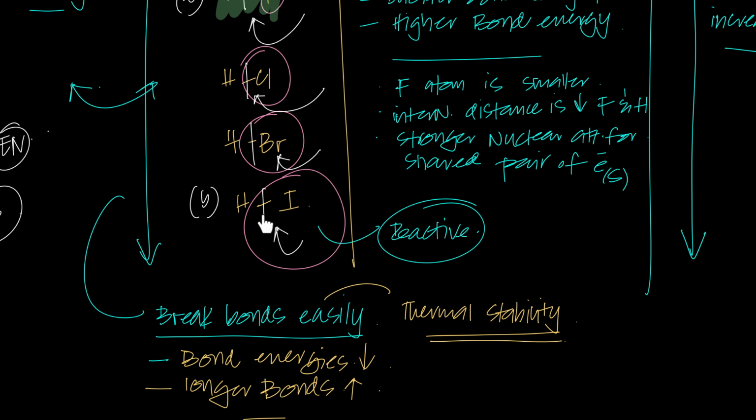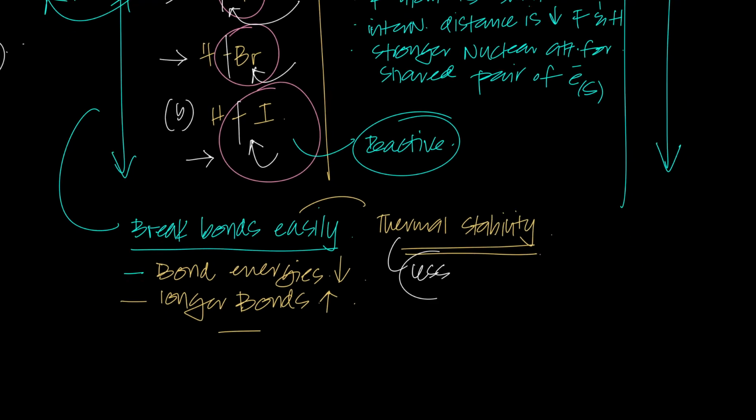Less thermally stable means it can't withstand the heat. If you provide it with heat, it's going to break. For example, I provide all of them with the same amount of heat. Out of all four, one bond is going to break. Which of these is expected to break? The HI bond is going to break. Why? Because it is less stable. The thermal stability is less.